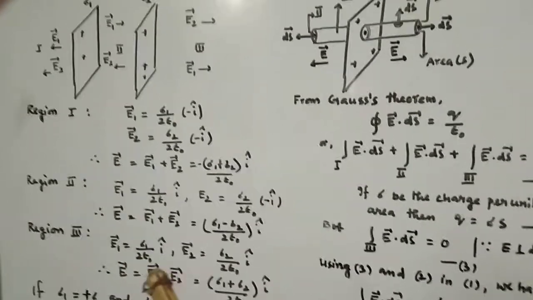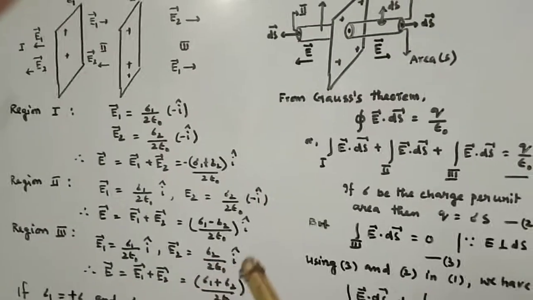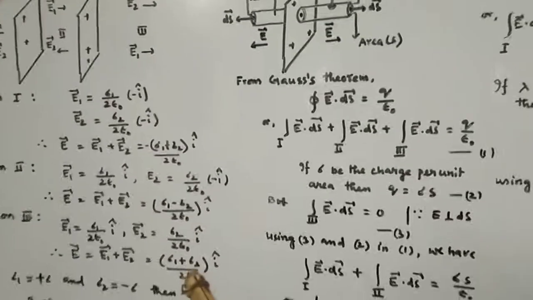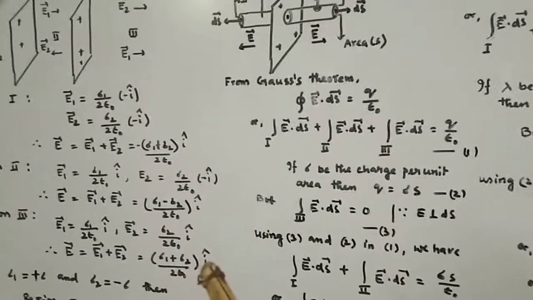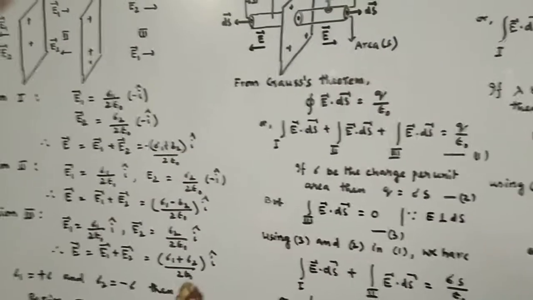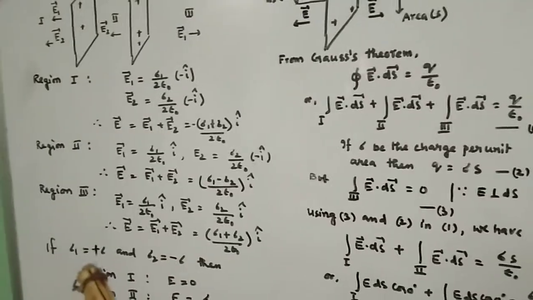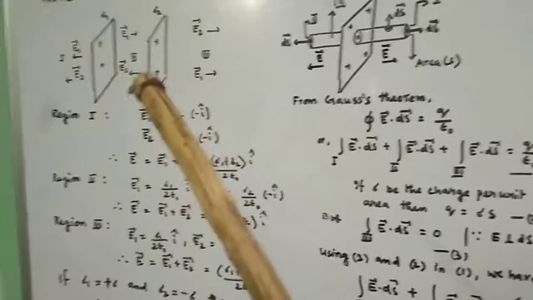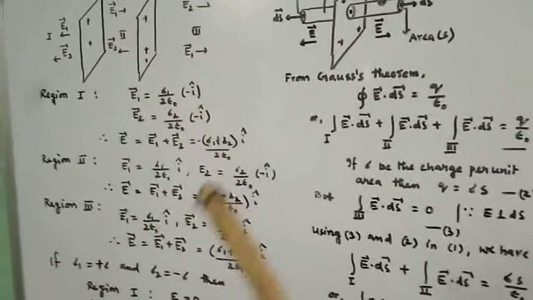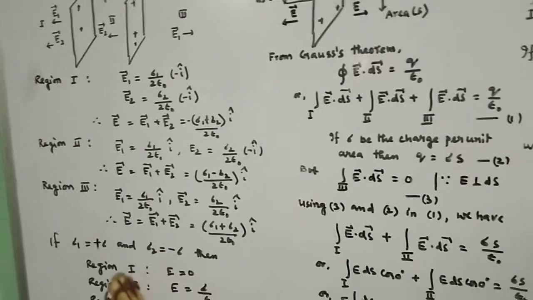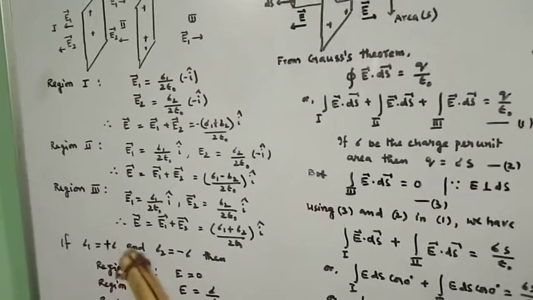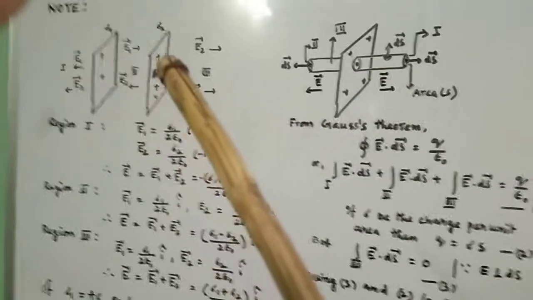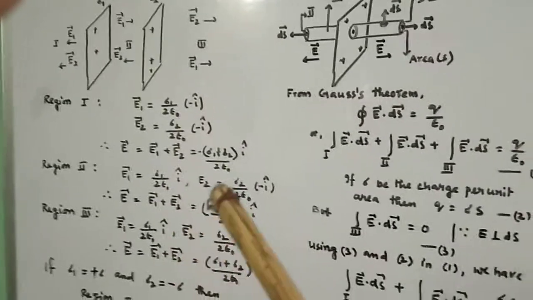So E1 equals sigma 1 by 2 epsilon naught i cap, and sigma 2 by 2 epsilon naught i cap for E2. If you sum it up, you will get sigma 1 plus sigma 2 by 2 epsilon naught i cap. This is the field for two different infinitely thin charged plane sheets. Now if sigma 1 equals sigma, a condition we have considered, and sigma 2 is minus sigma, if one is plus sigma and another is minus sigma, how does the field change?